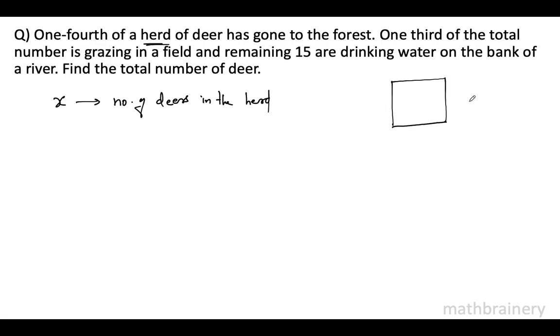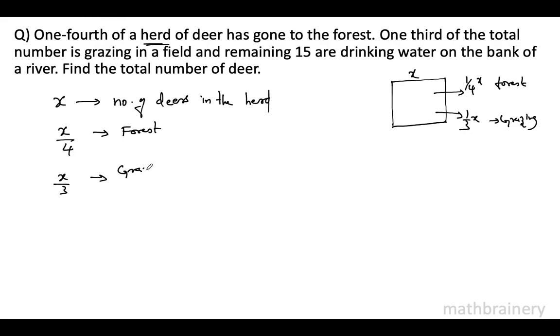What is given? Out of this X number of deer, 1/4 has gone to the forest. So the number of deer gone to the forest is X by 4. 1/3 of the total number is grazing in the field. 1/3 of X is X by 3, so X by 3 is grazing in the field.